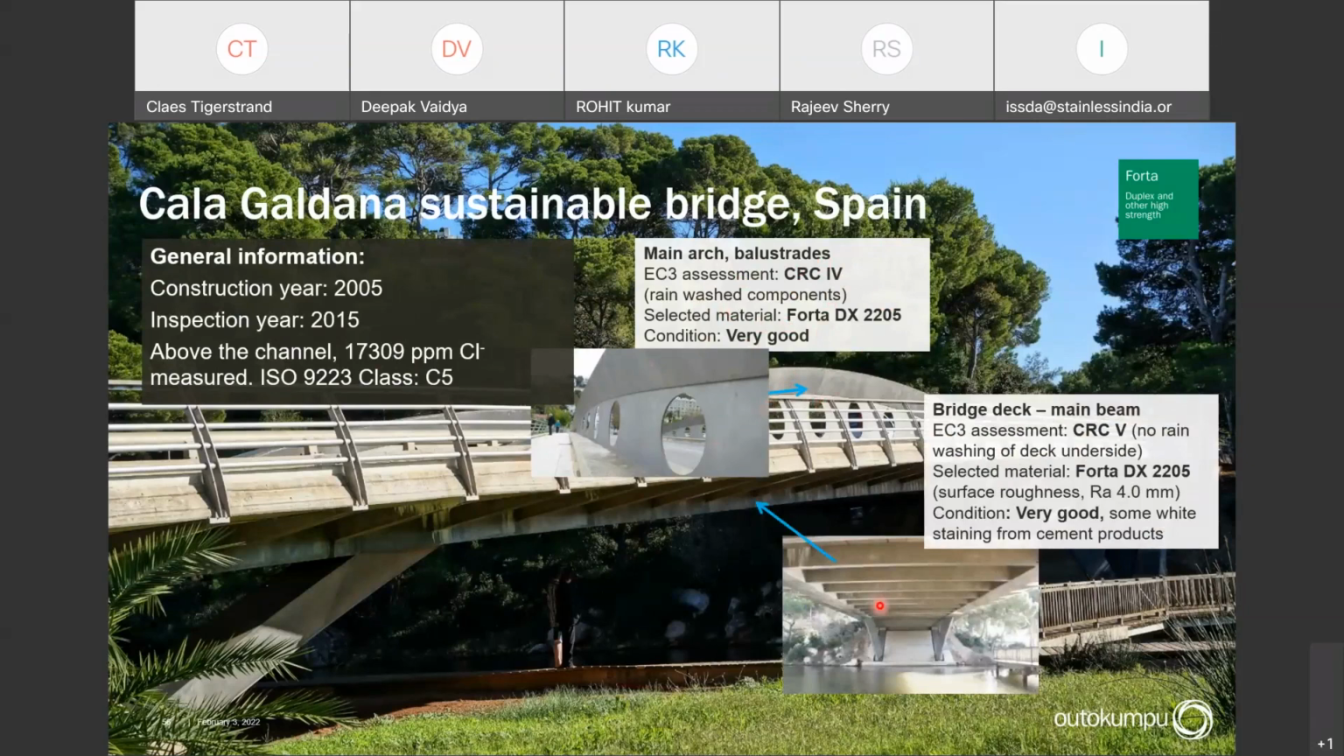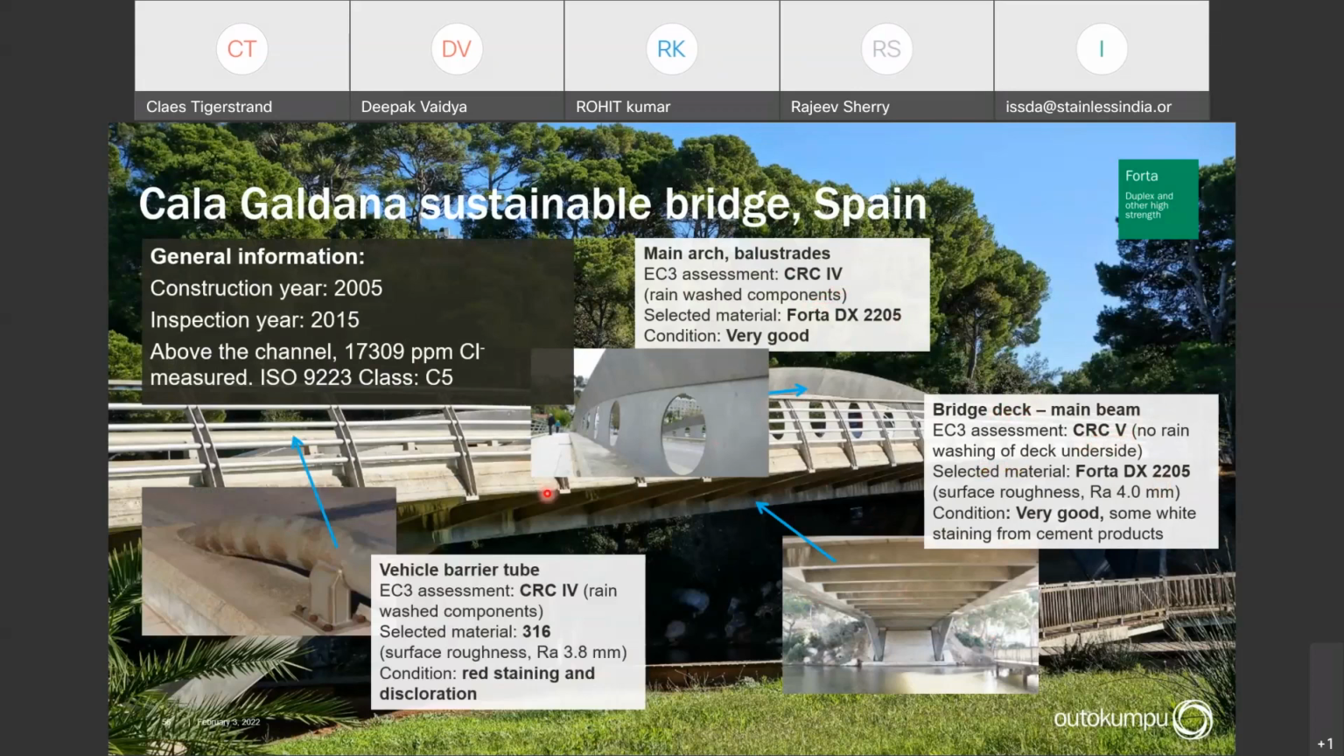If you look at the bridge deck from below instead, this is a more severe environment because there is no rain washing of the deck underneath. So the corrosion resistance class is 5 here, higher than on the upper deck. But the 2205 is used here, and it's in very good condition. Some staining from the cement product, but otherwise perfect condition.